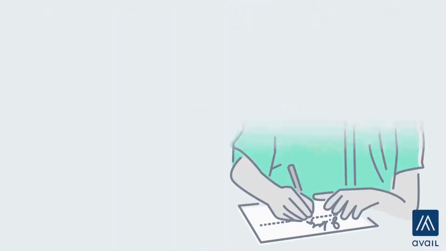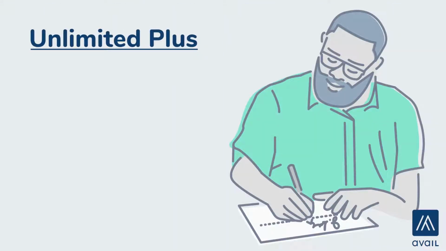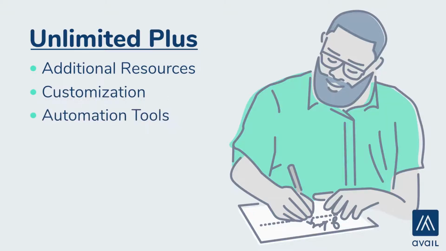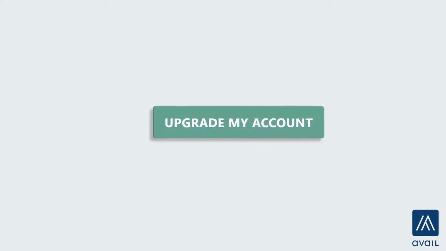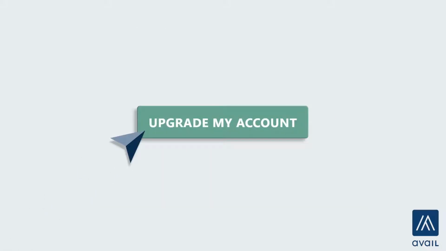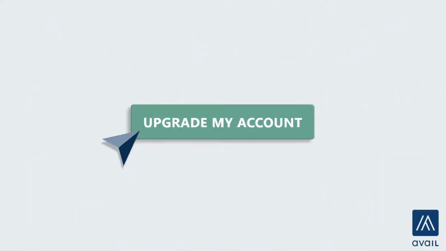To enhance your experience as a landlord, Avail offers an Unlimited Plus subscription that includes additional resources, customization, and automation tools on top of our 5 core features. Today, we'll show you the benefits included with upgrading to an Unlimited Plus subscription with premium features.